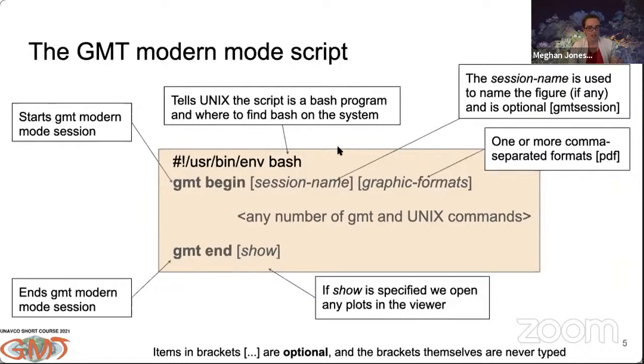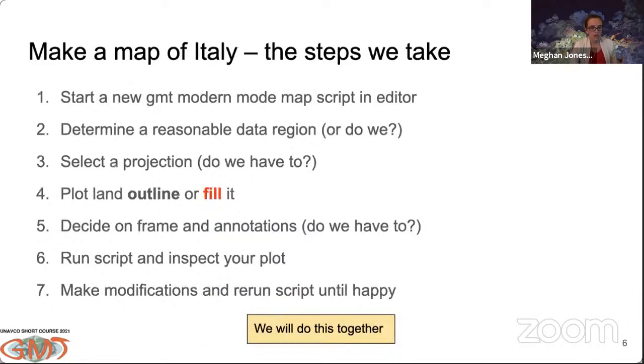So this is how most modern mode GMT scripts look. You start with this line showing that it's a bash file and then have GMT commands surrounded by GMT begin and GMT end. So now we're going to jump over to a demonstration for a map of Italy. I'm going to stop sharing this presentation and jump over to Visual Studio Code.